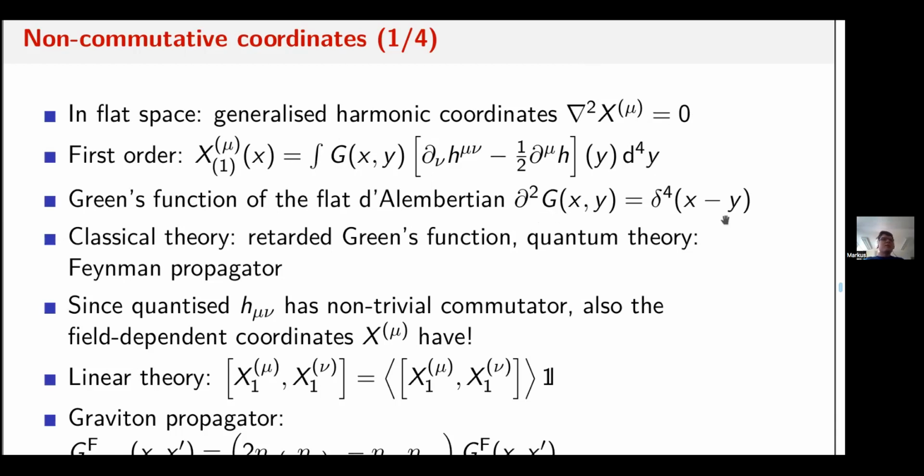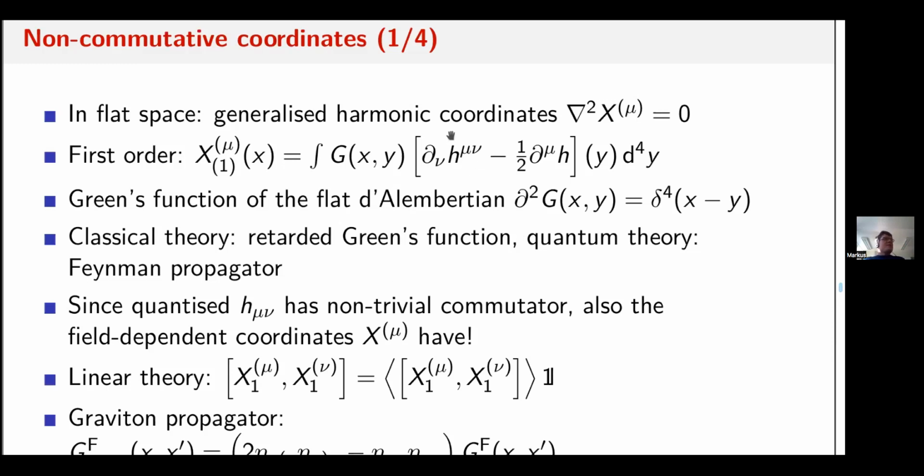And then the question is, which one do you want to take? Well, we said it should be some causal thing. So in the classical theory, you would take the retarded Green's function. And in the quantum theory, maybe you want to take the Feynman propagator. That's the usual thing. One has to think about what really is the right thing, and I will tell you about this in a moment.